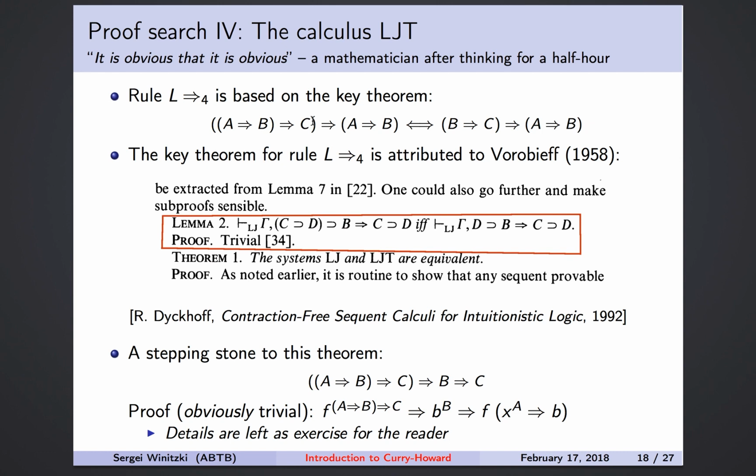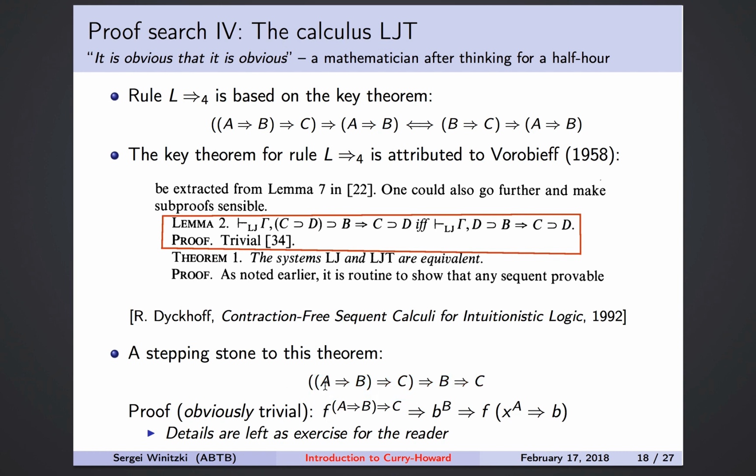To prove this, one stepping stone could be to prove this first. This is an easier theorem. And if you prove this, then clearly from here you can get b to c. B to c you can substitute in here, you can get a to b, and then you have here a to b. In this way you can show this equivalence in one direction. Now the proof of this statement is obviously trivial.